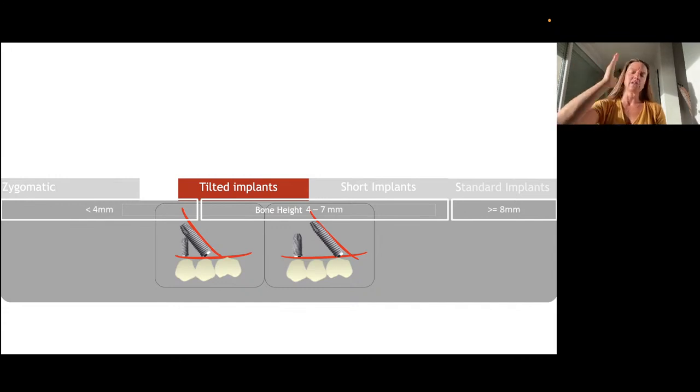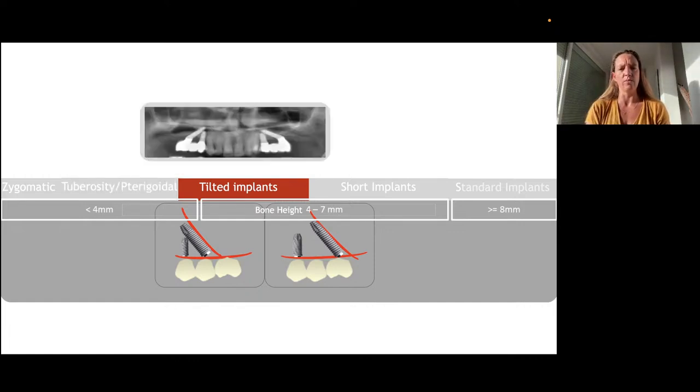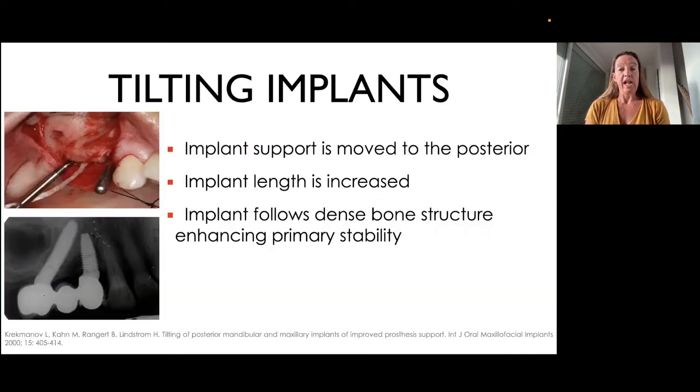But by tilting our implant, we are able to have better bone in terms of volume and also in terms of density. And so by tilting our implant, we are also able to go for a bridge without needing to do any augmentation procedure, as you can see in this orthopantomography.